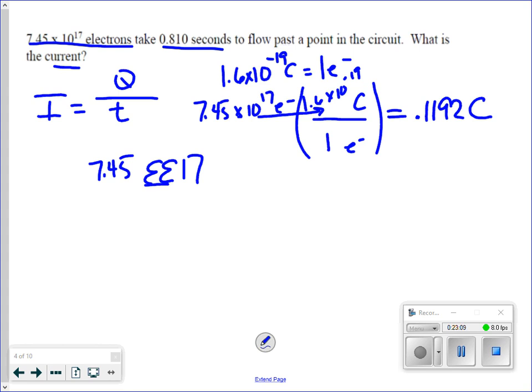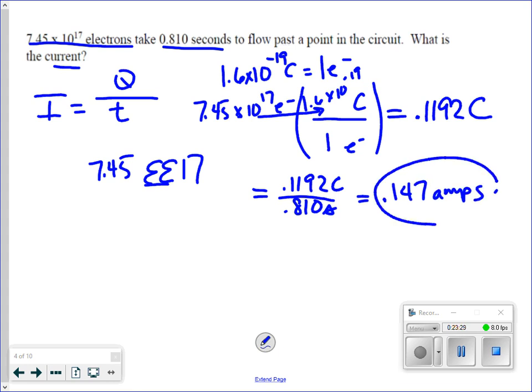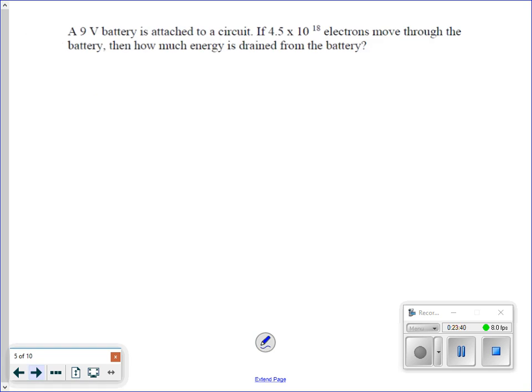All right, so now, oh, I almost walked away from the question. I'm not quite done. This is how many coulombs I have, right? 0.1192. I want to divide it by 0.810 seconds, and that will give me my current. So I get a current of 0.147 amps. That's the current. All right, that's a pretty typical problem. Just when you're dealing with electrons or coulombs, watch the units that you're working with and check your formulas before you go too far. All right, here's another one.